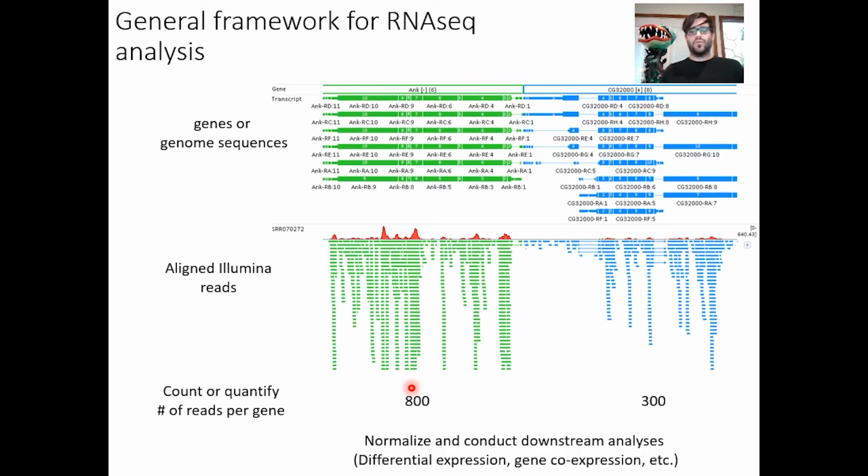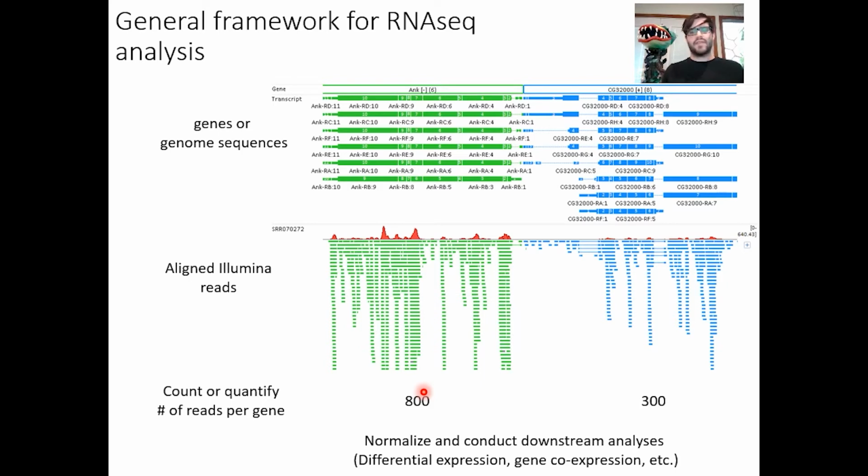We can't really compare the number of reads between any two genes or any two samples, because longer genes will tend to have more reads that align to them than shorter genes just because of random chance. And in individual sequence libraries, you might have 10 million reads in one sample and 20 million reads in another. So we need to normalize these so that we can actually compare between experiments and between genes. Then we'll normalize this count and use it as a raw input for downstream analyses.